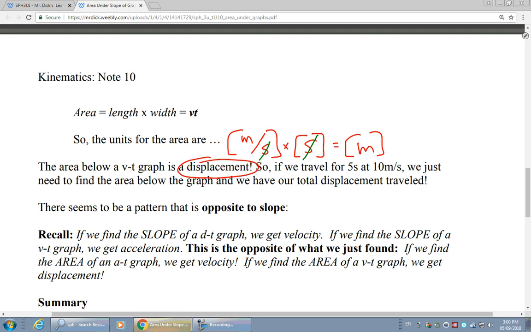So if we travel for 5 seconds at 10 meters per second, we just need to find the area underneath that graph. And that'll tell us the total displacement or the total amount of distance in a particular direction that has been covered.